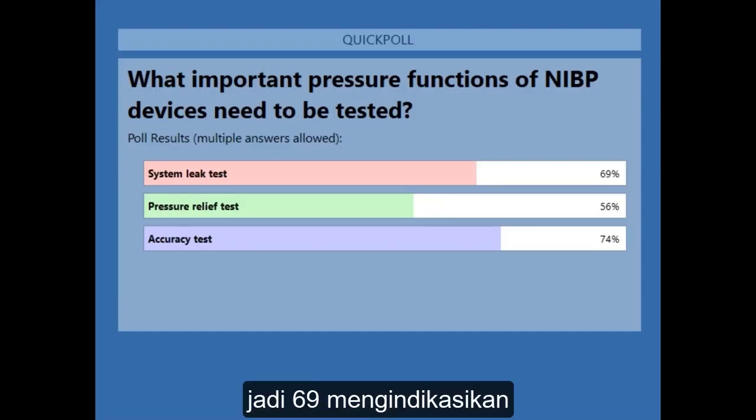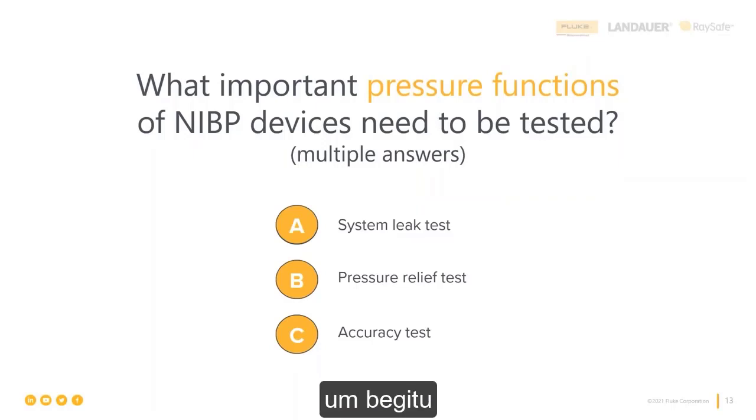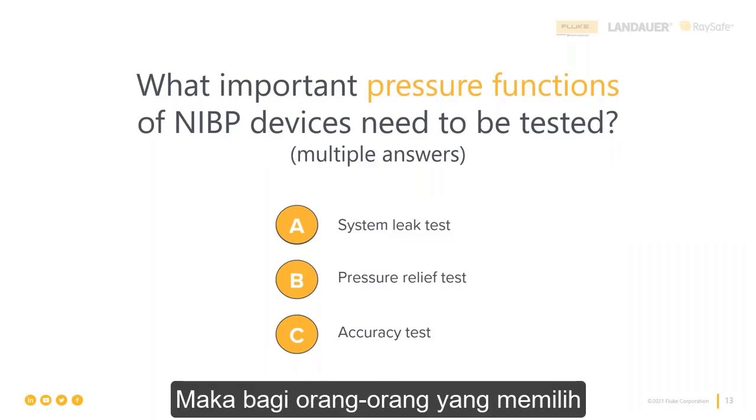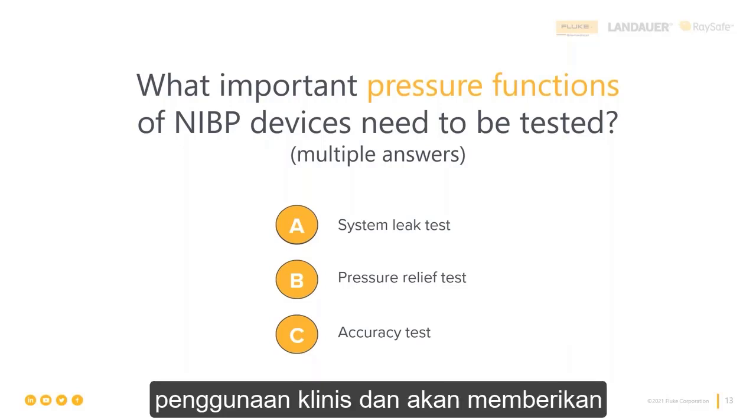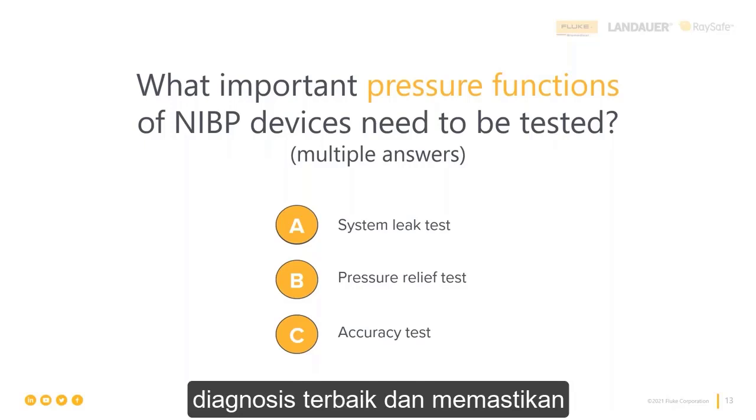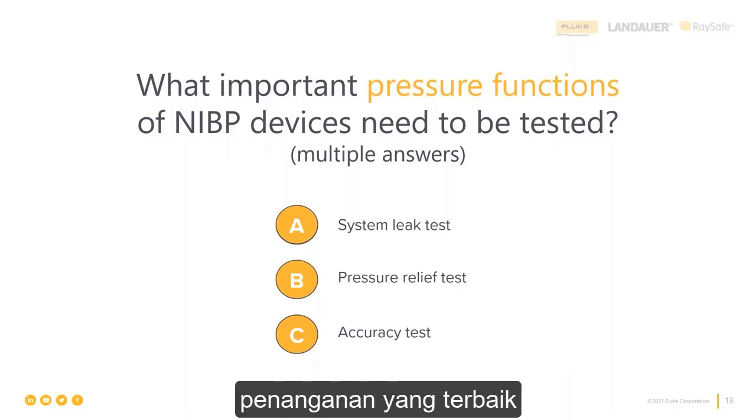Wow. So 69% indicated system leak tests, 56% indicated pressure relief tests, and 74% indicated accuracy tests. All right. Well, I'll reveal the answer here, which is all of them. So all three of these tests are needed. For those of you that selected A, B, and C, you need to make sure you're testing all the pressure functions of an NIBP device to make sure that it is indeed ready for clinical use and it is going to give the best diagnosis and ensure the best treatment for that patient.